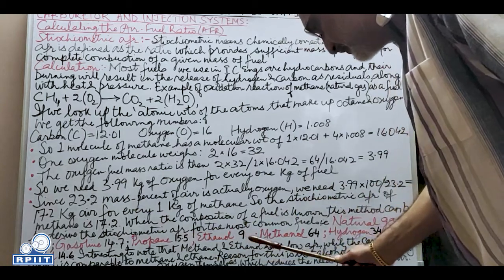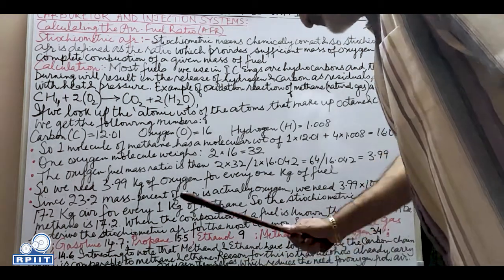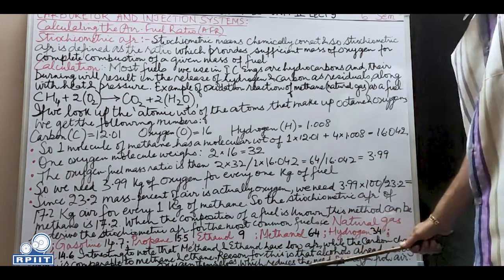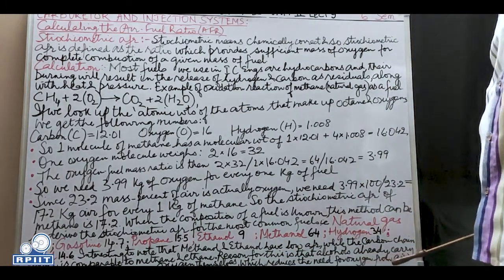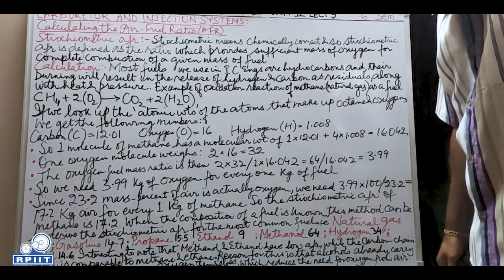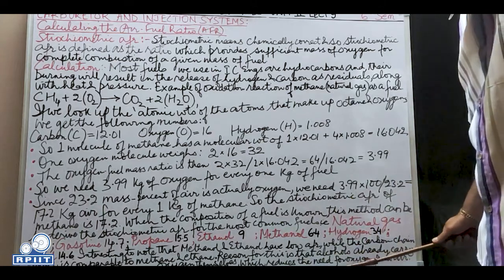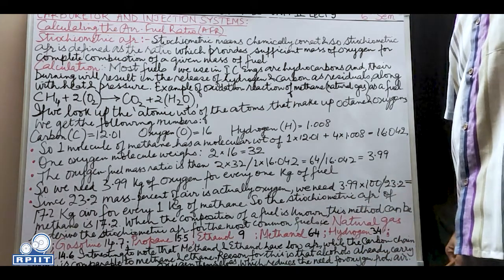The reason for the low AFR is that alcohols already carry oxygen themselves, which reduces the need for oxygen from the air. They already carry oxygen in their molecular structure, so the requirement of oxygen from the air reduces, and that is why their AFR is low.